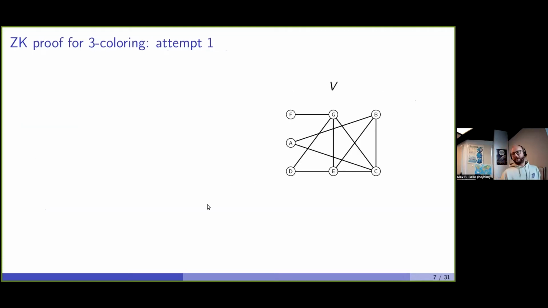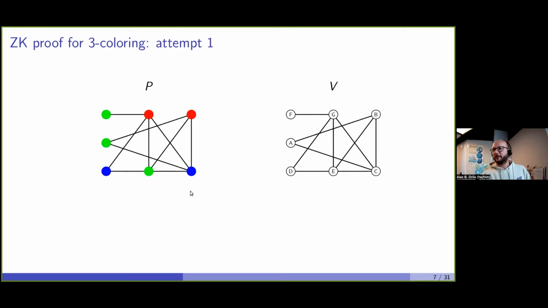So let's have the first attempt. Let's consider that our goal now is to prove a zero knowledge protocol for the 3 coloring problem, which is NP complete. So let's start with the first attempt, where let's just see what happens with the vanilla NP protocol for 3 coloring.